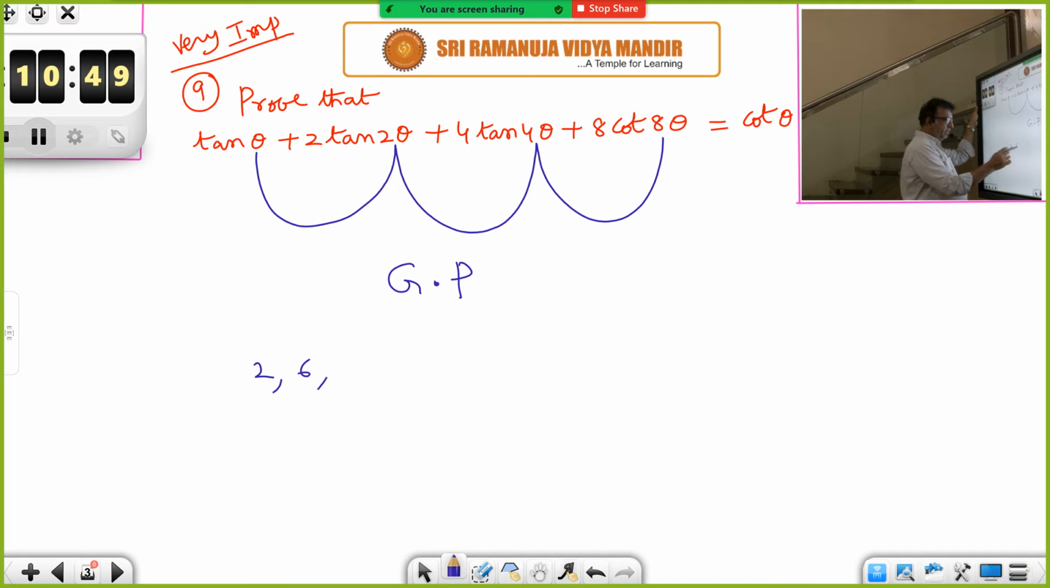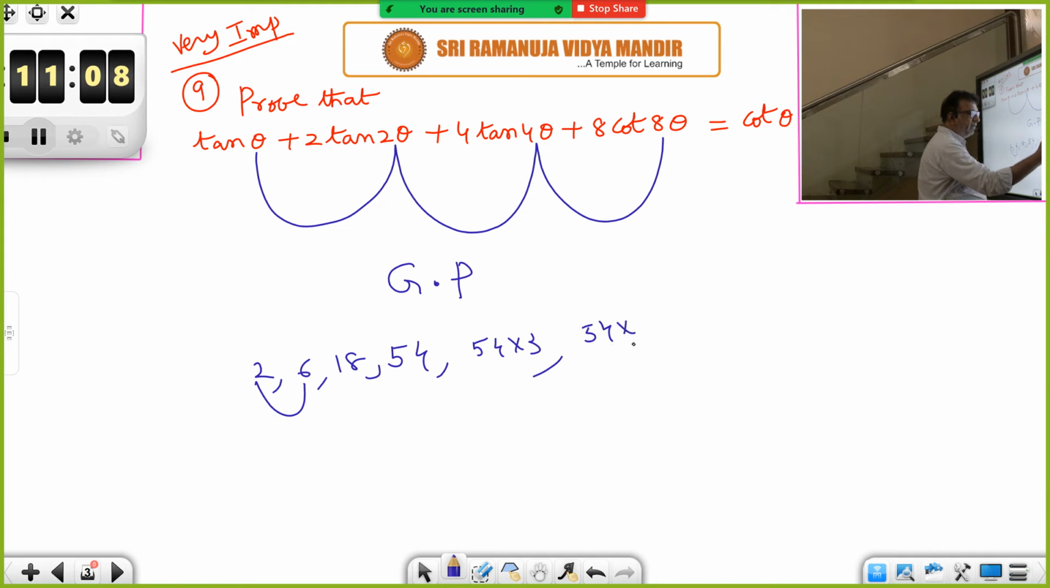2, 6, etc. are in geometric progression. After 2, 6, what is the next number? 2 into 3, 6. 6 into 3, 18. 18 into 3, 54. 54 into 3, whatever it is. 54 into 3 into 3.